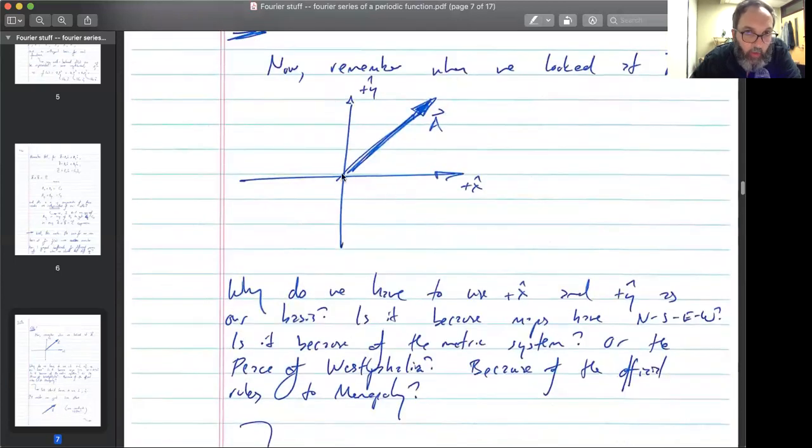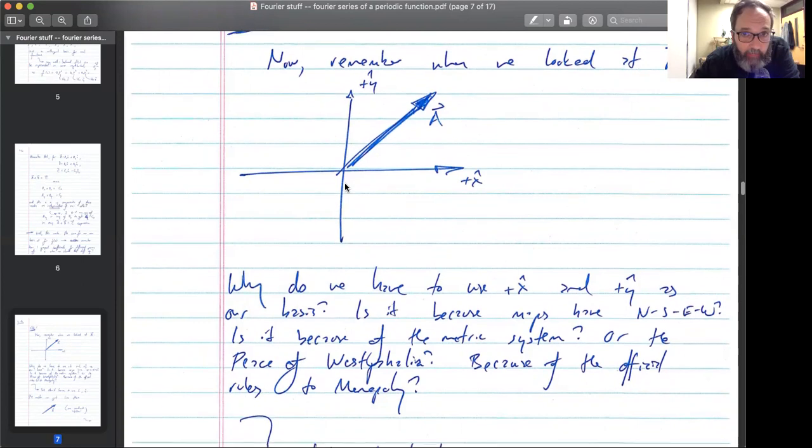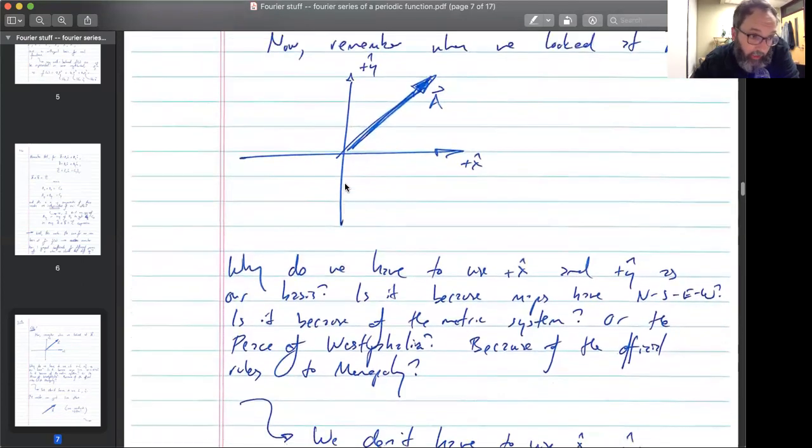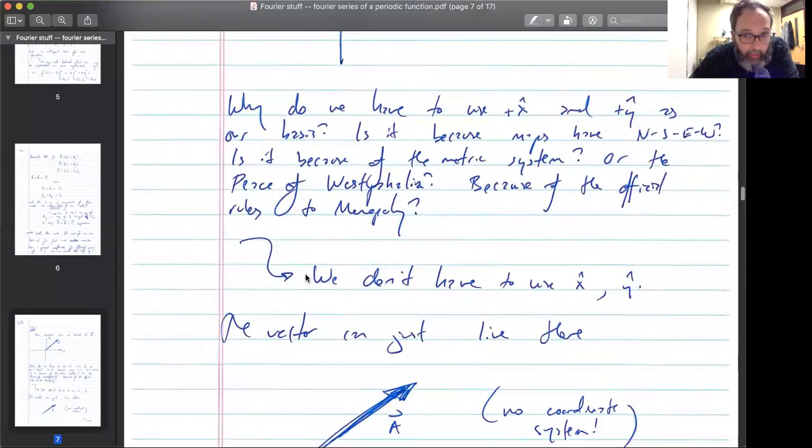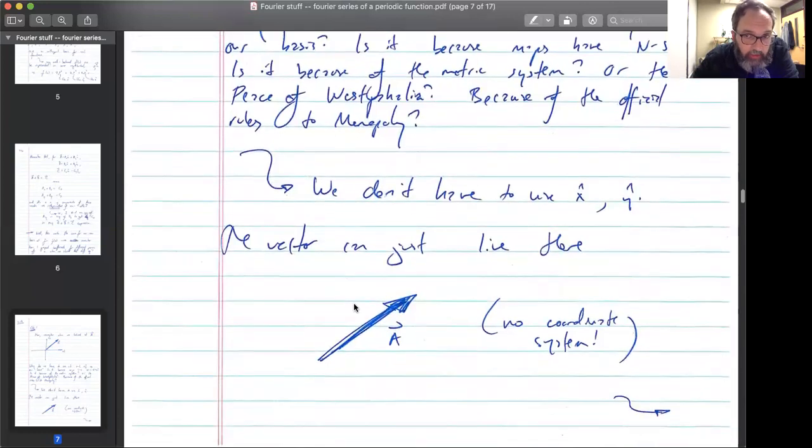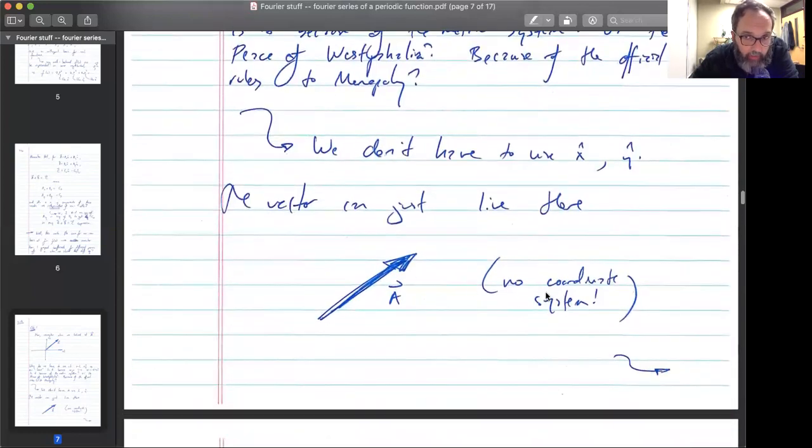This x and y is just a mathematical abstraction. It's a tool we're using to make some progress, right? So I don't have to use x hat and y hat, or if I wanted to use those letters, they sure don't have to point left and right just because we write left to right and up to down on paper. We don't have to use those. The vector can actually just live right here, and it's not embedded in a coordinate system at all. It's just a vector.